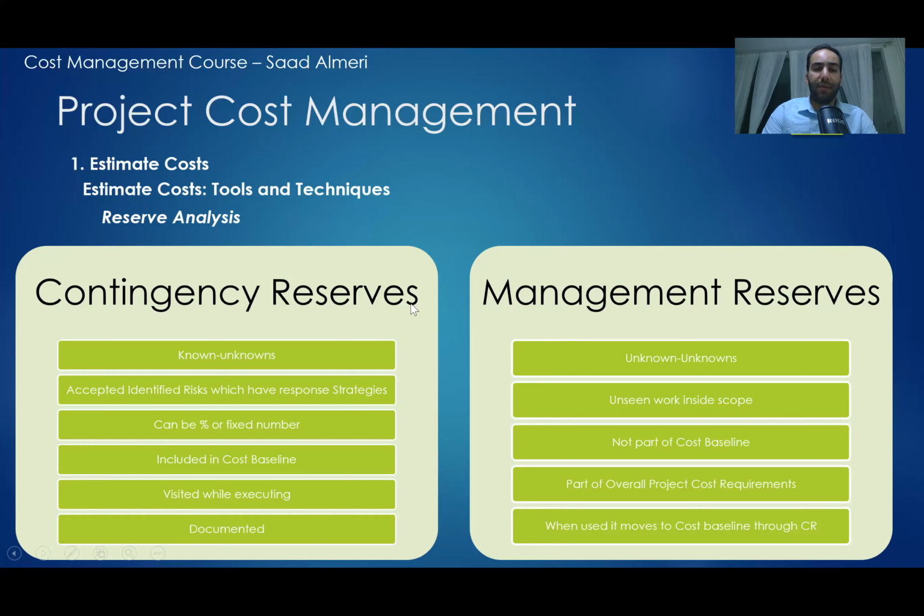We will start talking about contingency reserves. Contingency reserves is an amount of money that we put aside beside the amount that we put for the cost of the activity to cover the known risks or the known unknowns. Here, unknowns means the things that I don't know if they are going to happen or not. But at least I know them, or I know a list of them.